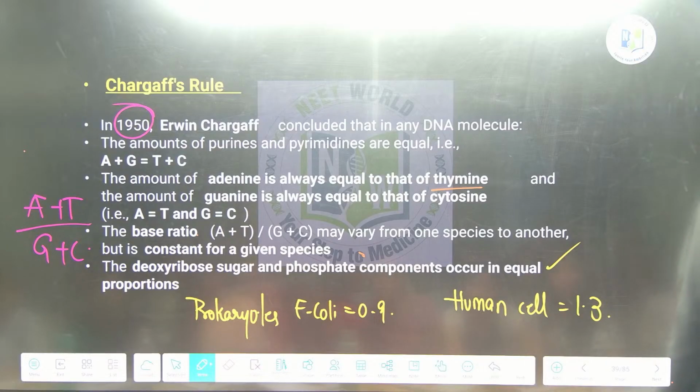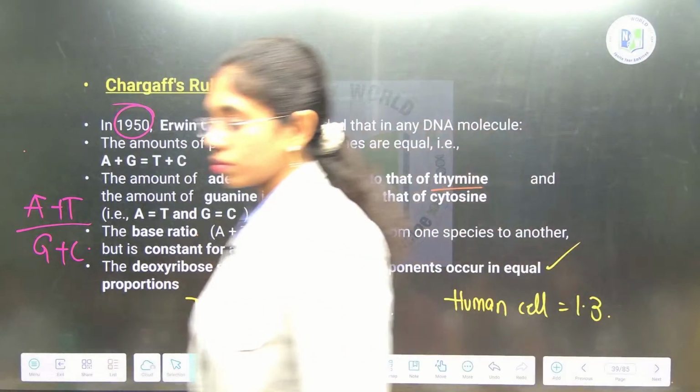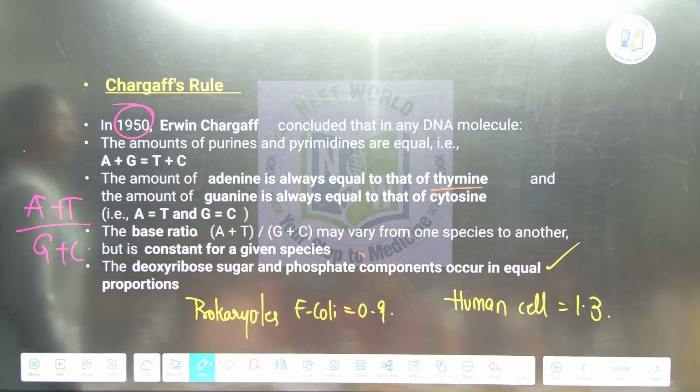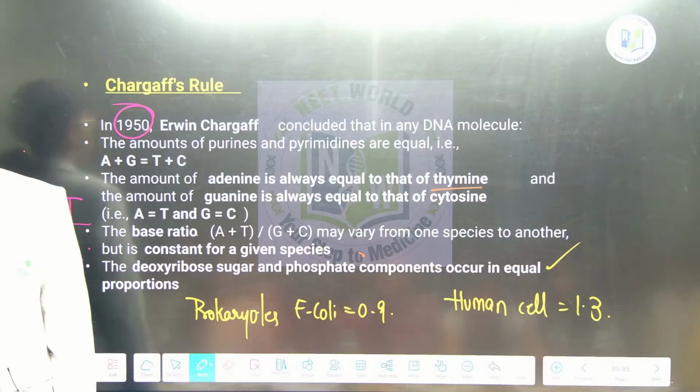Please take down. If you learn it better here, it will be easy for you in molecular basis.